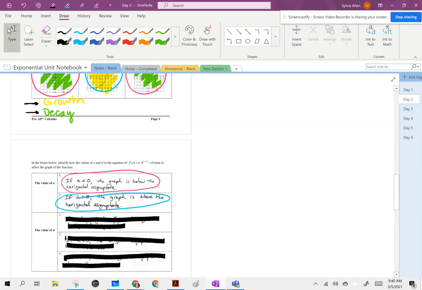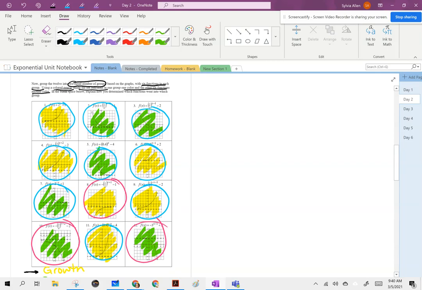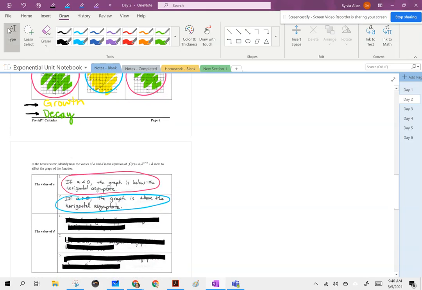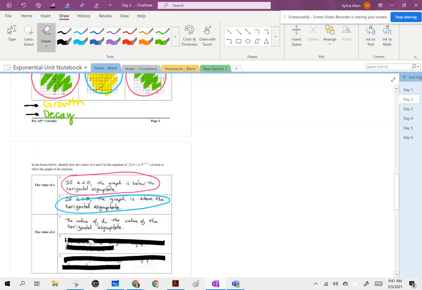All right, the value of D. Let's take a look and see if you recognized anything about the value of D. First, I'm hoping that you are able to see that the value of D is the value of the horizontal asymptote. Okay, so hopefully you were able to make that connection. And then there's two things involved in that. If D is negative, the horizontal asymptote is below the x-axis. And if D is positive, or greater than 0, the horizontal asymptote is above the x-axis.